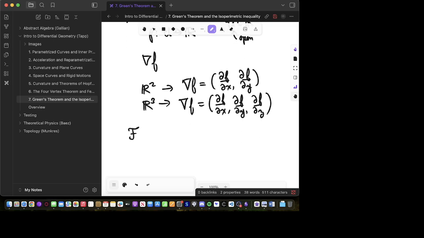So a vector field F is called conservative if it is the gradient of some smooth function f on the open set U. So F equals the gradient of f. In this case, we call f a potential function.